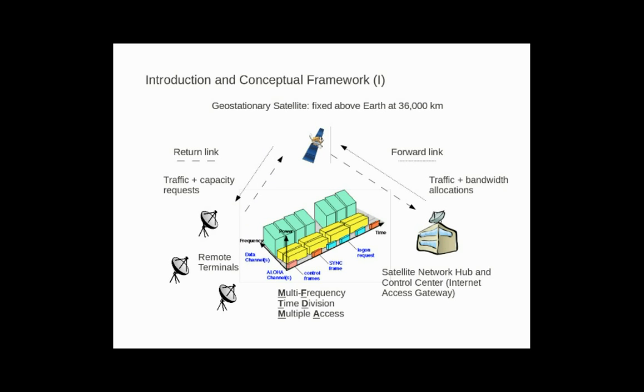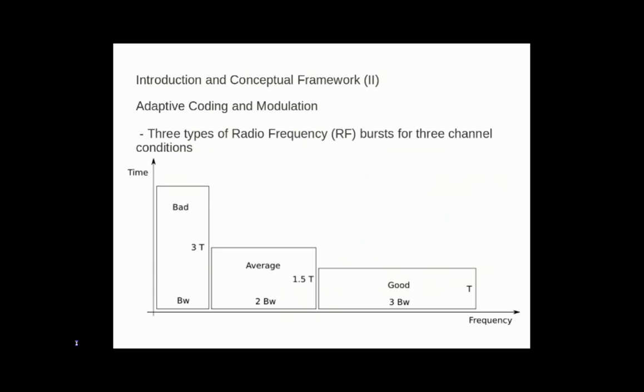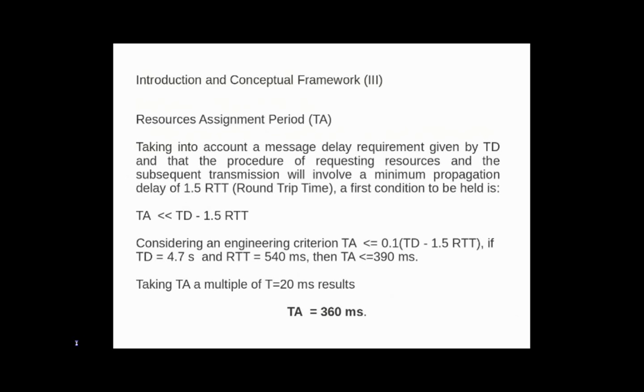The next figure shows the main aspects of the considered satellite network. It has a star topology. The terminals compete for the communication resources. Terminals convey their needs to the central hub, which assigns them resources in order to satisfy traffic quality of service needs, using the minimum resources. Terminals can get assigned three types of resources: radio frequency bursts, depending on the current link budget, which can be bad, average, or good.